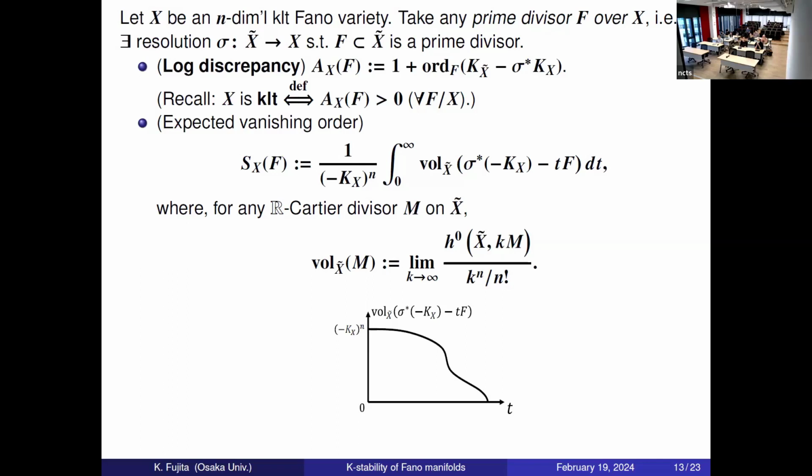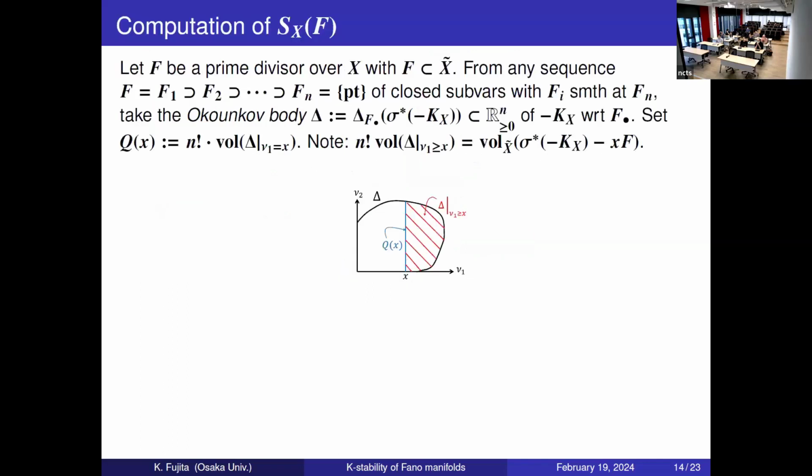If we have a knowledge of Okounkov bodies, then this value is very simple. So, computation of Sx of F. Let us explain the value, the expected vanishing order Sx of F, in terms of the Okounkov body.